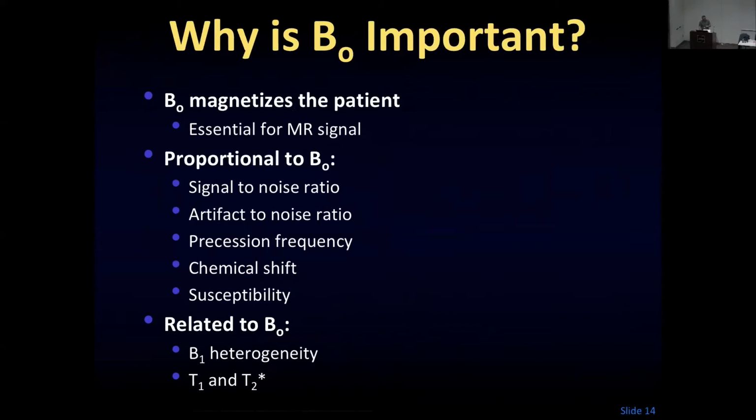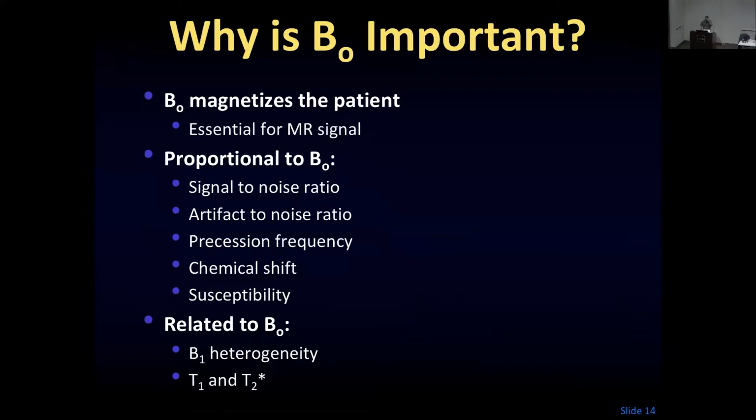That's assuming everything else can be kept constant, which for reasons that are too complicated for today is not always the case. Another thing that's proportional to B0 is artifact to noise ratio. So you can think of artifacts as signals you don't want. So if the signal to noise ratio is proportional to B0, the artifact to noise ratio is proportional to B0. So as a practical thing, what does that tell you? It tells you that when you go from a 1.5T magnet to a 3T magnet, expect to have higher SNR, but also expect to see more and more severe artifacts.